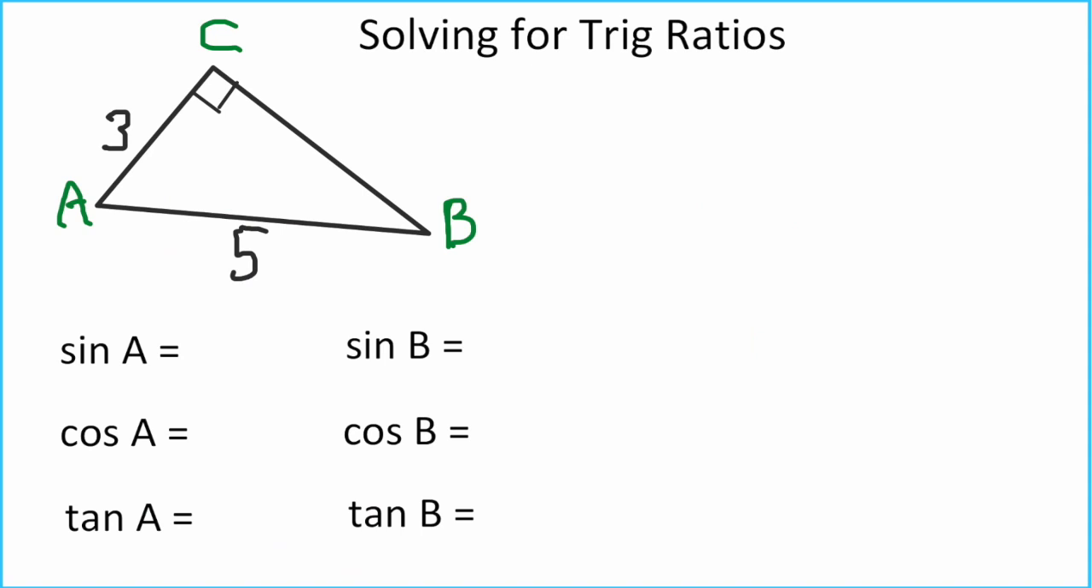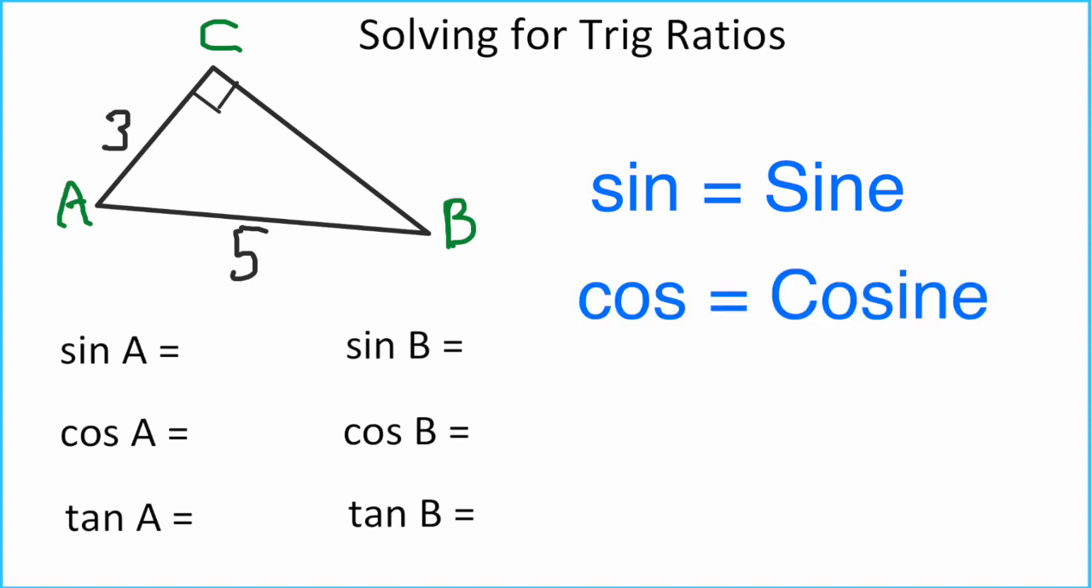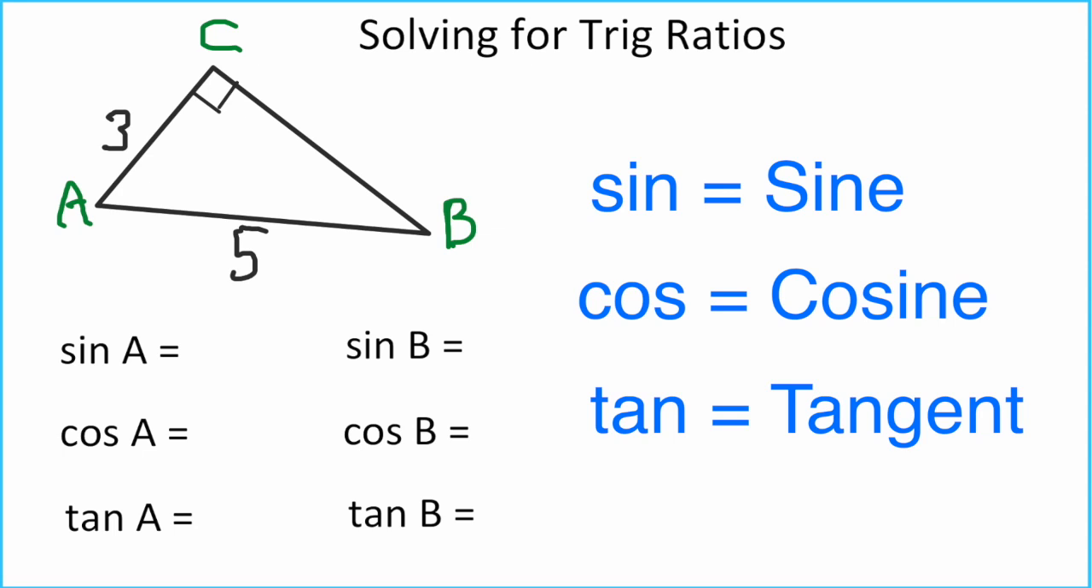Now we're going to go ahead and add some numbers, but the first thing you might notice is it doesn't say sine, cosine, and tangent anymore. Those are the abbreviations for sine, cosine, and tangent. So when you see sin, that just means sine. When you see cos, that's cosine, and tan is tangent. So if you want to sound professional, when you see sin, don't say sin, say sine. And don't call it cos of A, call it cosine of A.